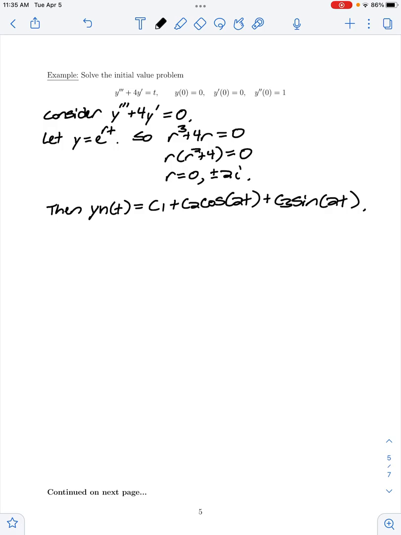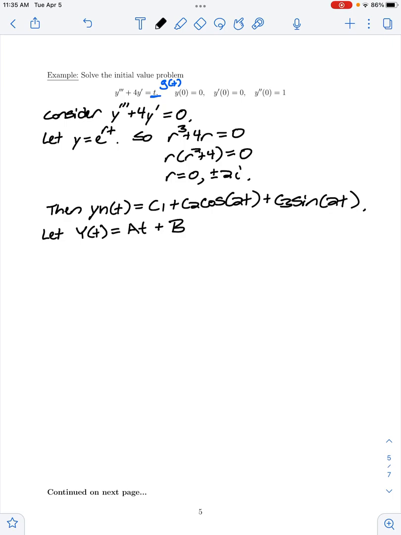And now we need to find a particular solution of our non-homogeneous equation. And when I look at my g of t function on the right-hand side, I see that it's just t, or a first-degree polynomial, or a linear polynomial. So we could consider a particular solution, capital Y, of that same general form, a linear polynomial, something like at plus b.